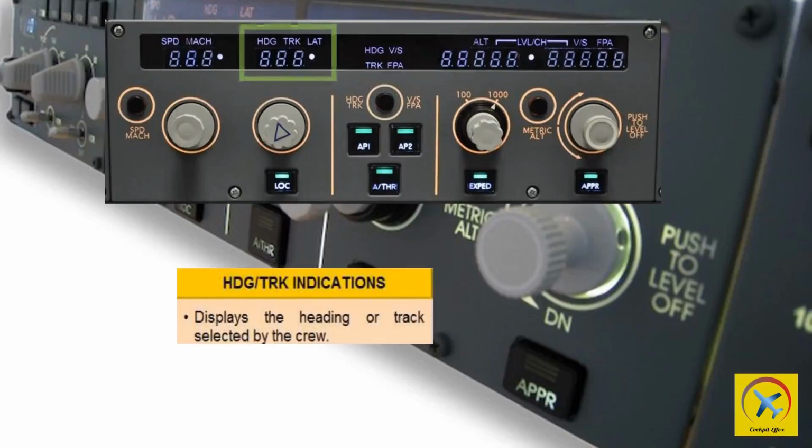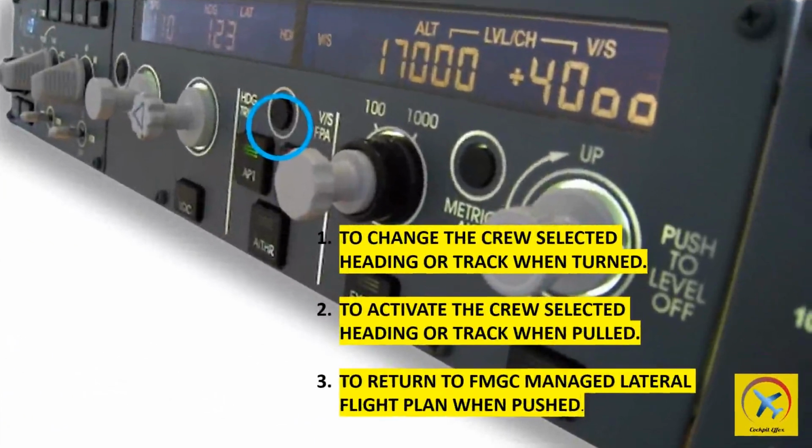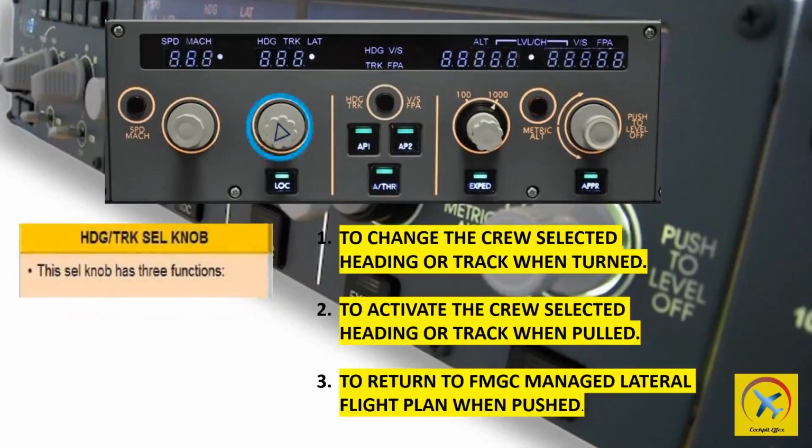When pulled, the selected heading or track displayed in the heading or track window engages. If a heading is selected prior to pulling the selector, the airplane turns in the shortest direction to the selected heading. If a heading is selected after pulling the selector, the airplane turns to the new heading in the direction the selector is turned. If the selector is pulled during a turn, the airplane rolls out on the existing heading.